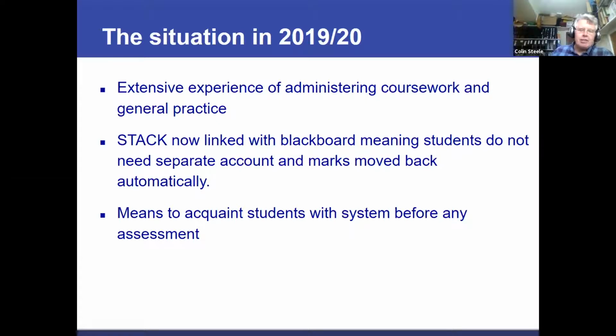We had set up various means to acquaint students with the system before they had any assessment, starting off with real practice ones, quizzes that just test what it is that they're inputting, showing them that they can use the system. We had various things there. But of course, what we did not have was any of the end of semester exams. That had not happened until more recently.